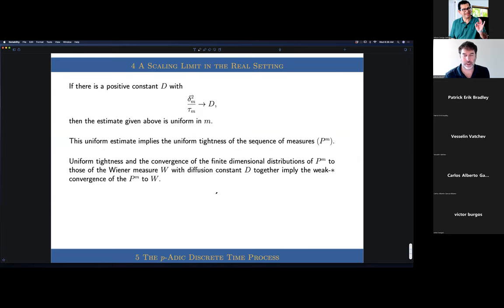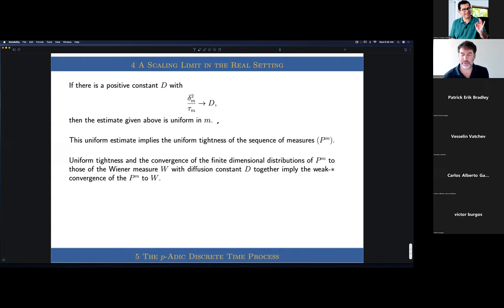If there is a positive constant D, so that delta M squared over tau M tends to D, right, then this will tend to some constant. Then the estimate given above is uniform in M. And that means that you have a uniform tightness of the sequence of measures. And the uniform tightness, together with the convergence of the finite dimensional distributions to those of the Wiener measure with diffusion constant D, together imply the weak star convergence of PM to W. And so in that sense, that's what we mean when we say that the discrete time random walks converge.